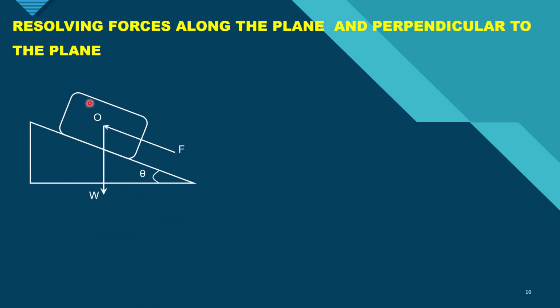So here you can see that an object is placed on an inclined surface. This angle is given, that is theta, and the weight of the object will be acting vertically downwards, and you are applying a force F which is parallel to the inclined plane. Now here I want to resolve the forces F and W along the plane and perpendicular to the plane. Now here you can see that the lines of action of F and W meet at point O.